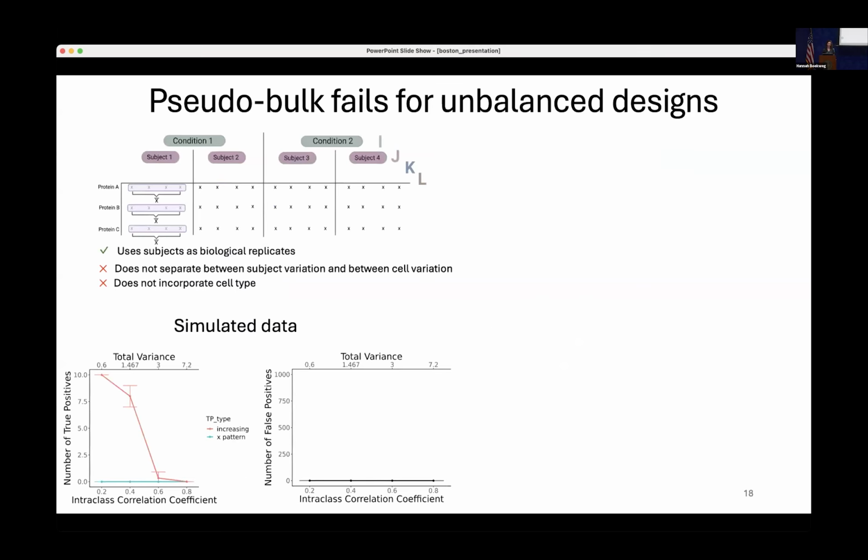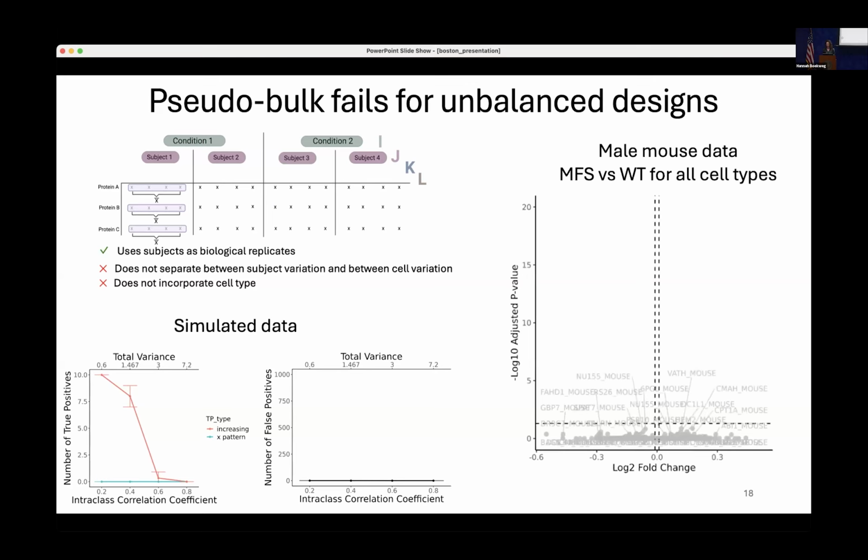You can see right away that because we're not incorporating cell type, we're not detecting any of our X pattern proteins, and our sensitivity for the proteins that are increasing in both cell types is pretty low. And this is really seen in the mouse data set where we're not able to detect any differential proteins. And we do expect, we know there are differences between the disease mice and the wild type mice. We expect to see something.